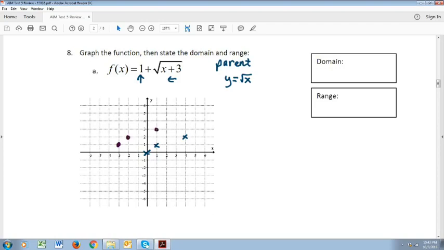And so I'll do that with the other 2 points as well. Each point goes up 1 and left 3. Doesn't matter which way you go first. And now let's draw the graph, and it looks like that. So again, that's what we call that ET function.